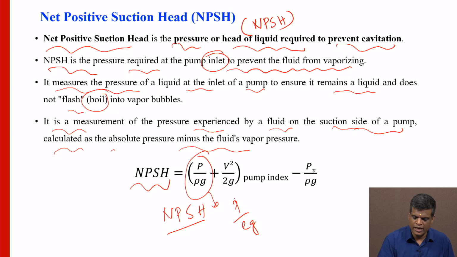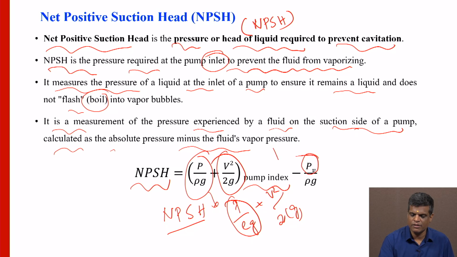Here P by rho g is the pressure energy, then V square by 2g is the kinetic energy, where g is the gravitational acceleration. Then, minus the vapor pressure, where Pv stands for vapor pressure. This is the absolute pressure, whatever the pressure here. So basically it is the difference between the absolute pressure and the vapor pressure. This is also a pressure energy, but it is called the vapor pressure energy, Pv by rho g.